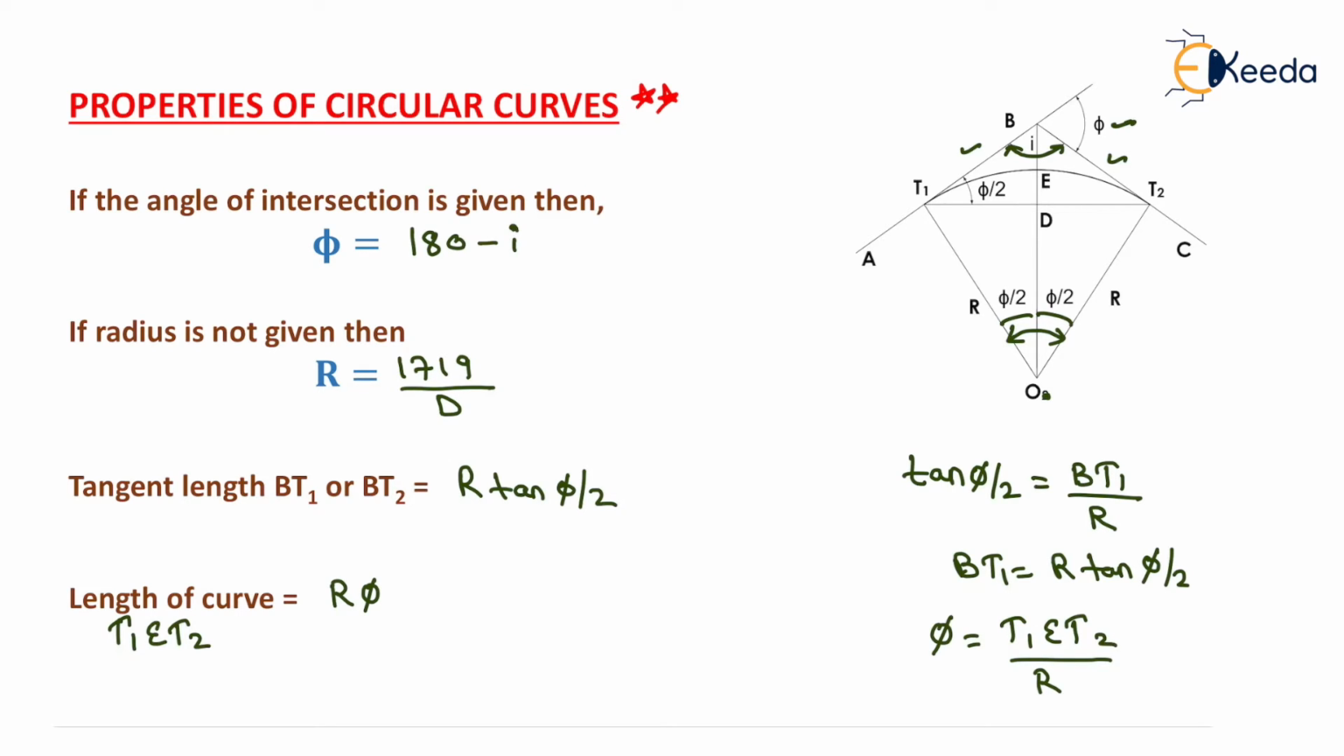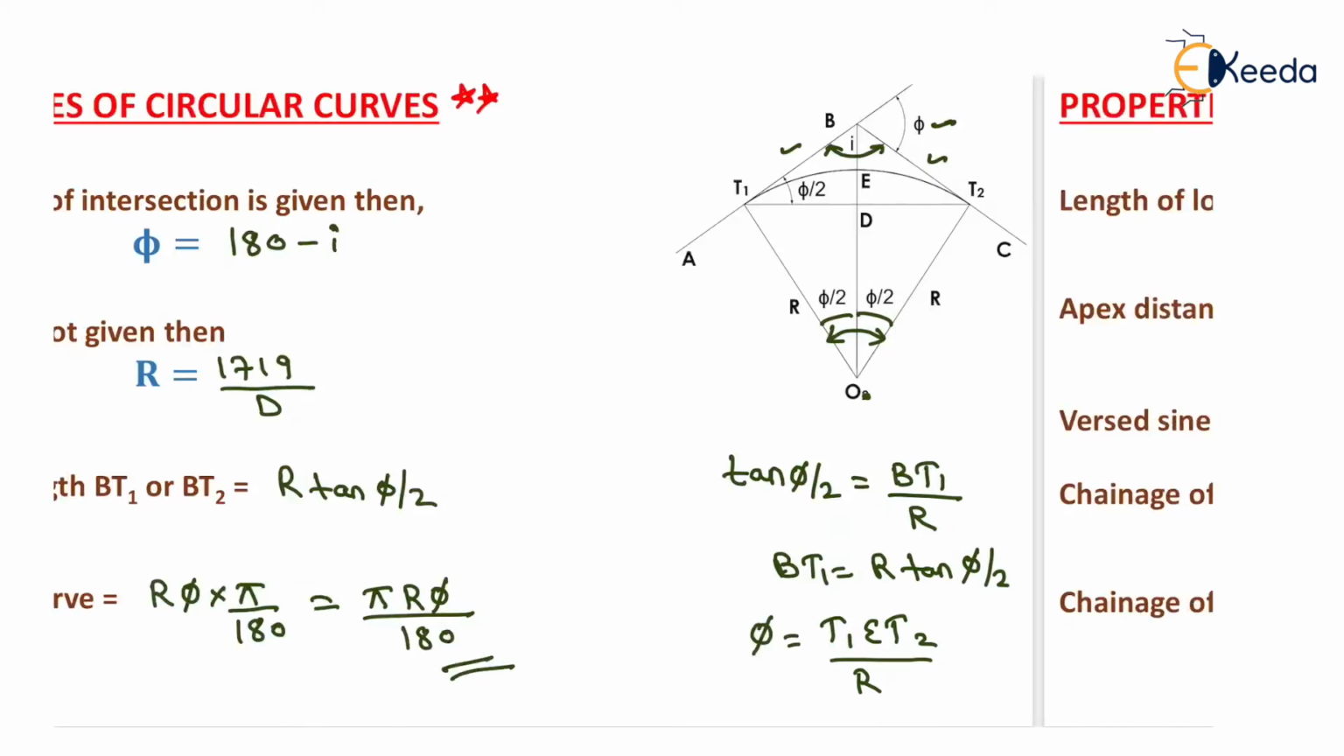But this is in degrees, so we need to compute it in radians. It will be multiplied by pi upon 180. So the length of curve will be equal to pi R phi upon 180. That will be the length of circular curve T1 E T2.